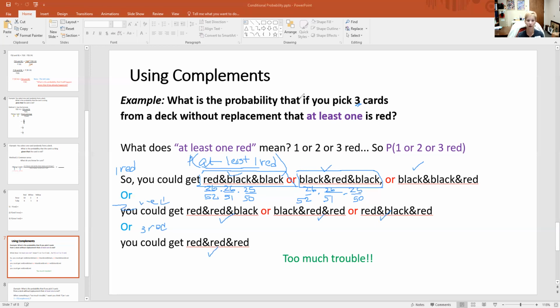Woo! That's just too much trouble for me. Now, can you do it that way? Yes. Will I salute you? Yes, I will. I'm not going to do it that way. That's just too much trouble. So I'm going to show you another way of working it.